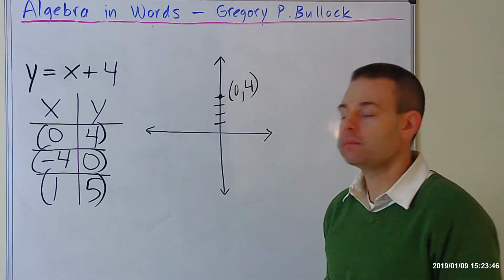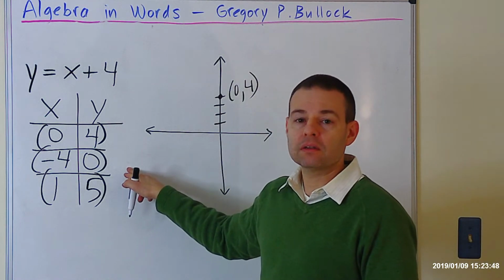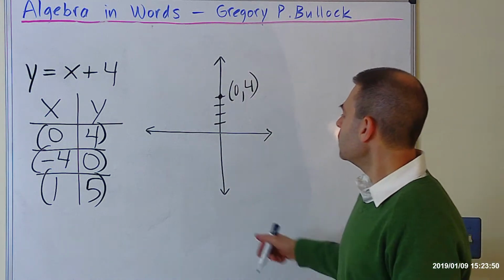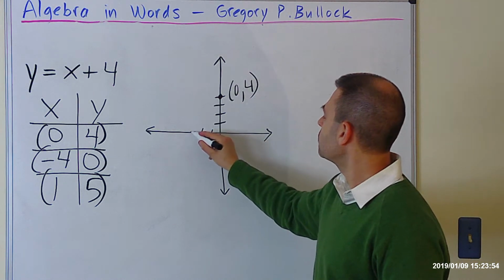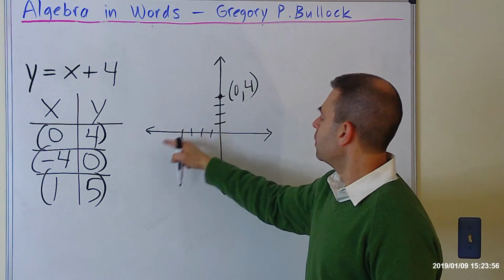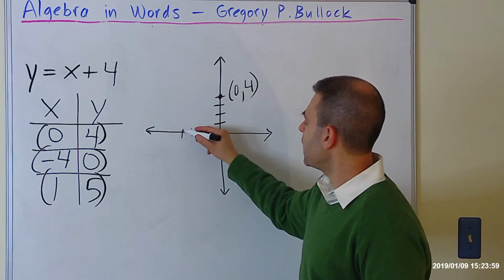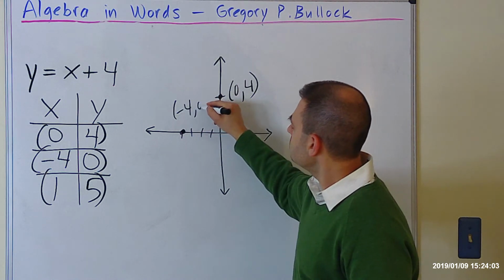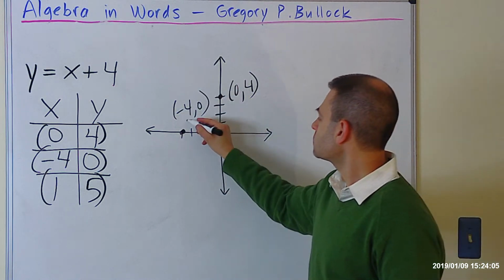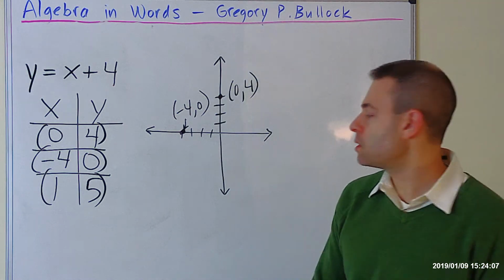Let's do the next point. We have (-4, 0). So we're going to start at the origin and go to the left 1, 2, 3, 4. Okay, y is 0, so we don't have to go up or down because it's 0. So we'll draw the point and label it. And then we'll do the last point.